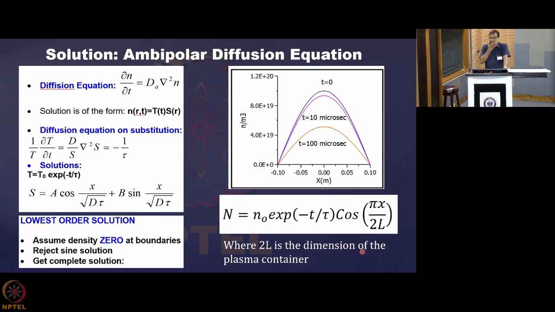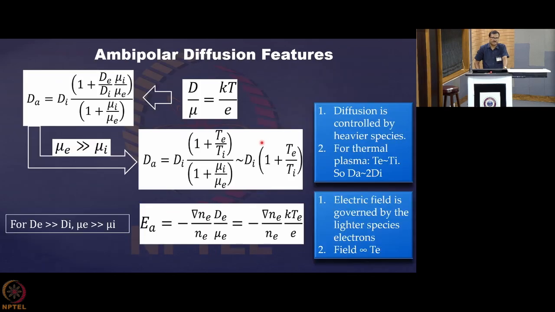Now the way a plasma diffuses with time has been shown in this graph. You see that this is in microseconds. Initially the population was like this, then it gradually dies down when you solve this diffusion equation. Now what are the features of the ambipolar diffusion coefficient? It can be expressed as Di times (1 + Te/Ti). This is because the mobility of the electrons is very high compared to the mobility of the ions. If you use that property, then the ambipolar diffusion coefficient can be expressed like this.